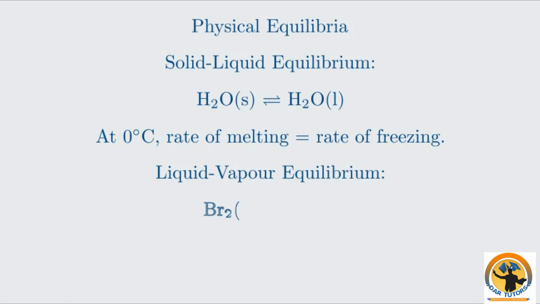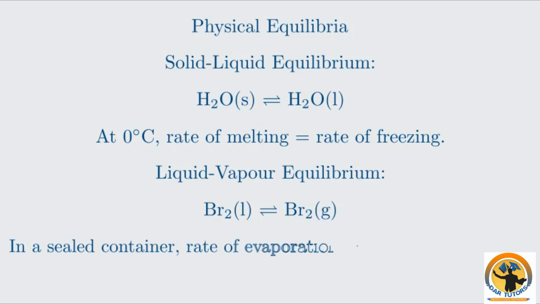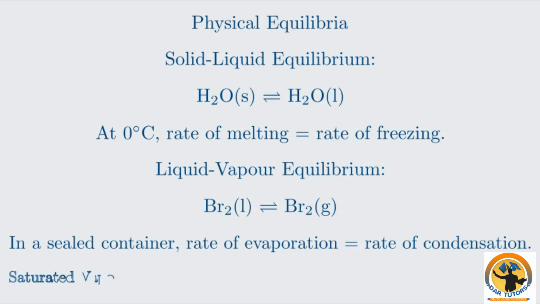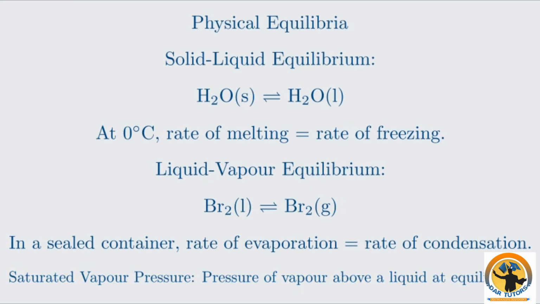Another important one is liquid-vapor equilibrium, like bromine liquid in a sealed container evaporating to form bromine gas. Eventually, the rate of evaporation equals the rate of condensation. At this point, the air above the liquid is said to be saturated with the vapor, and the pressure exerted by the gas is called the saturated vapor pressure. This pressure is crucial for understanding concepts like boiling point. A liquid boils when its saturated vapor pressure equals the external atmospheric pressure. It's a key physical equilibrium that we encounter every day.